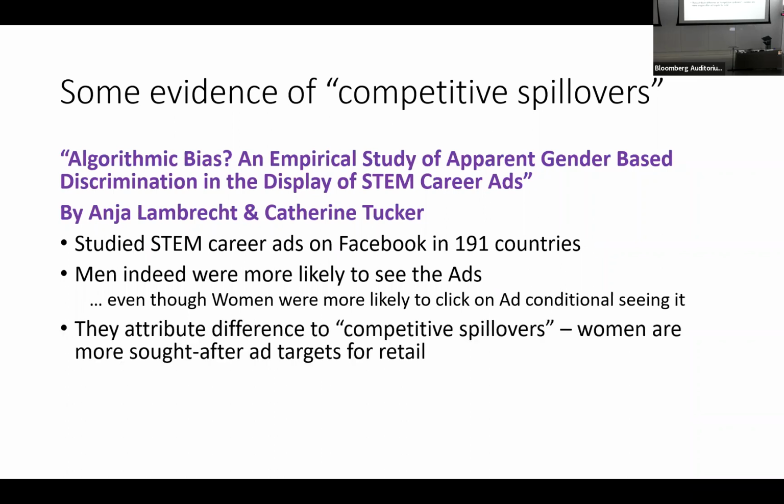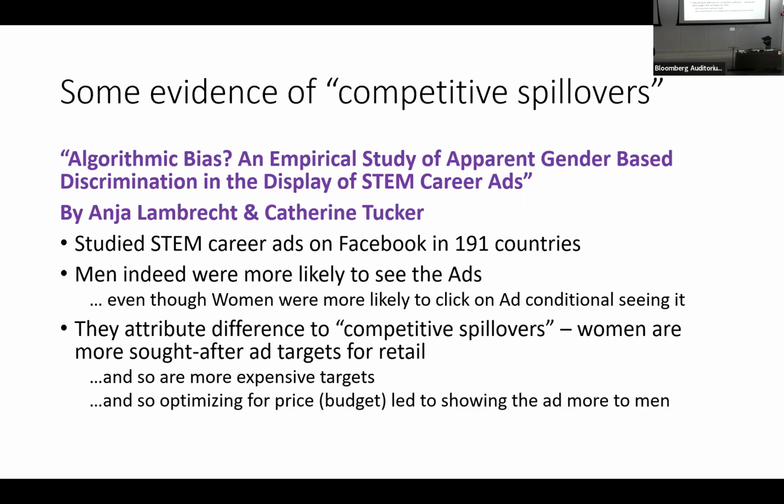And they did a bunch of analysis on various causes. And what they concluded was that it actually was competitive spillovers, that in general across most of these countries, women are more sought after for ads by retailers. So retailers are willing to spend more to have their ad show up on Facebook for women than men. And then they also acquired data from a retailer, and they found that that was happening. And because of that, women are more expensive to target, right? You need to spend more money to win an ad auction.